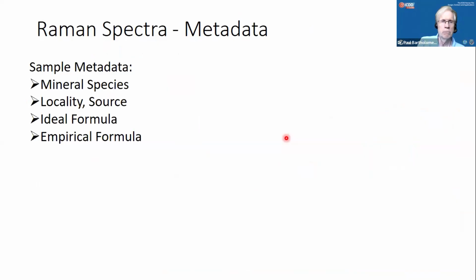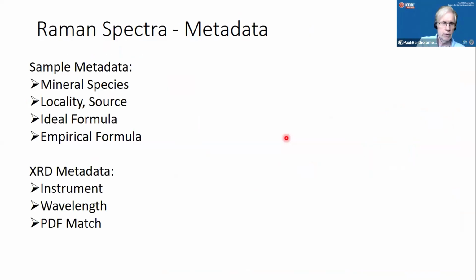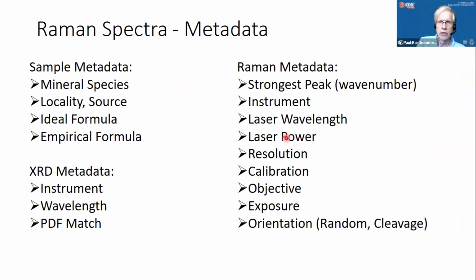For samples: name of the mineral species, locality, source, ideal formula, and the measured empirical formula. XRD: type of instrument, wavelength, and what PDF record was the best match. Raman data: again, we want to support users' ability to make their own decisions about data collection. For each spectrum, I submit where the strongest peak is in wave numbers, instrument type, laser wavelength, laser power, resolution of the instrument, and calibration method.